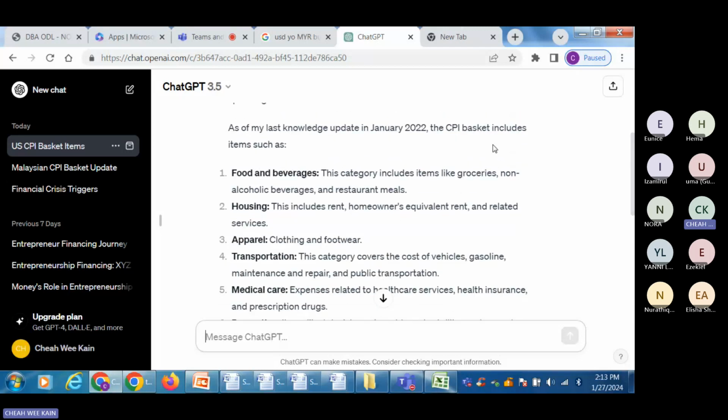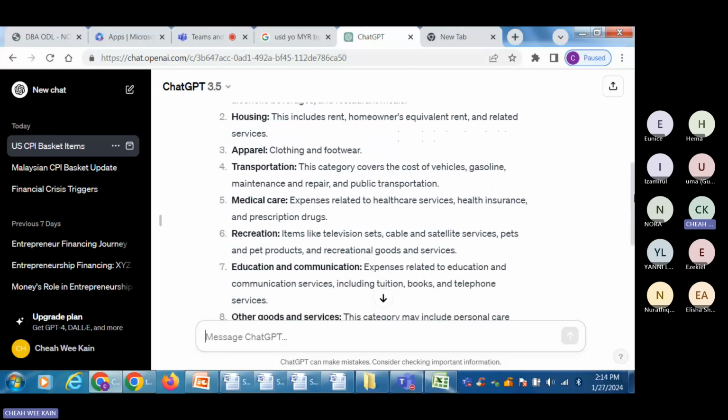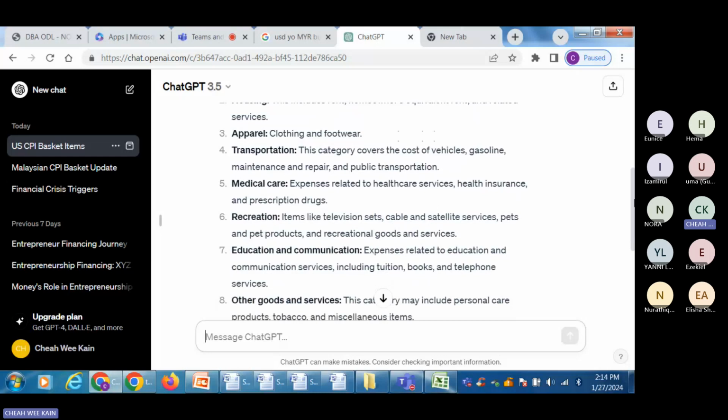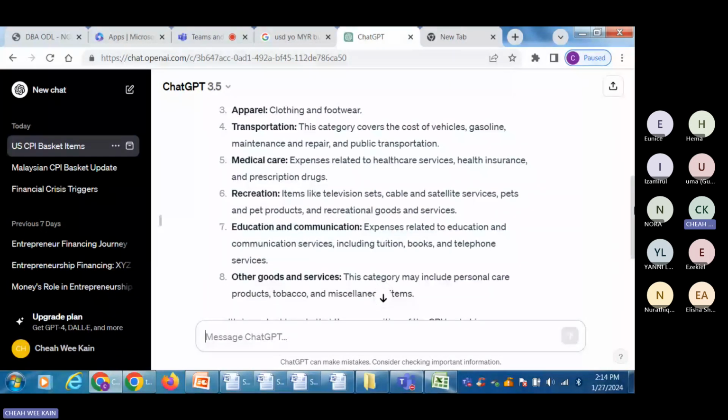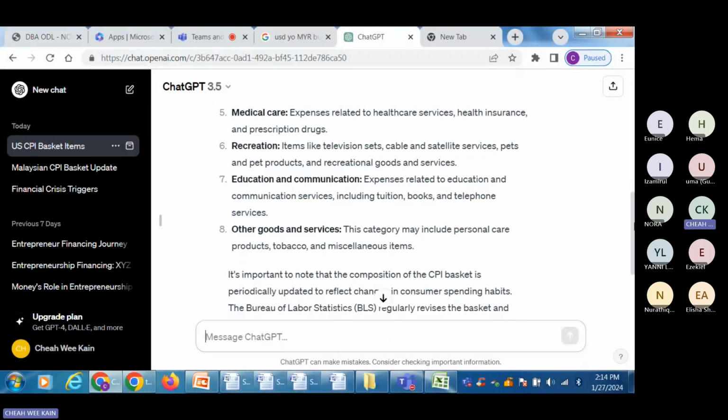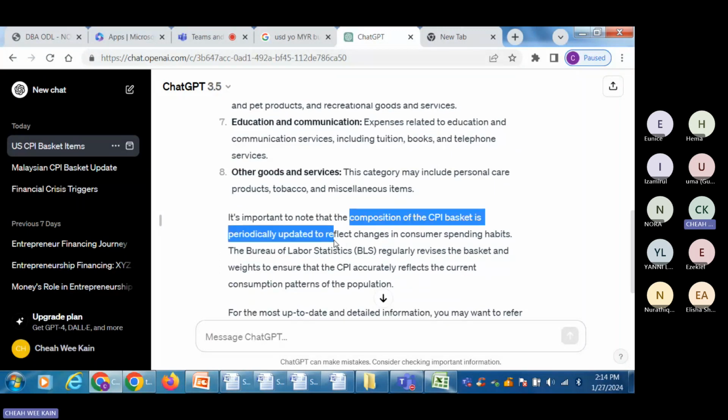Up to January 2022, the basket includes food and beverages, grocery, non-alcoholic beverages and restaurant meals, housing, rent, housing equipment, rental and related services, apparel, some clothes and footwear, transportation costs, medical care, recreation like television set, cable, education and communication, other goods, personal care, tobacco, and miscellaneous items. Okay, it is important to note that the composition is periodically updated to reflect changes in consumer spending habits. Okay, so it changed, and then it just measured the index with the previous pricing and the current pricing. So is that understood?